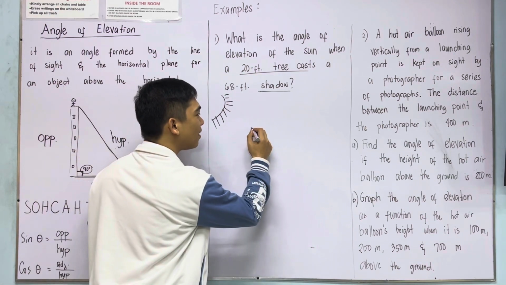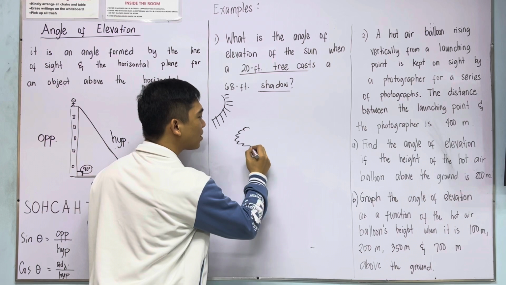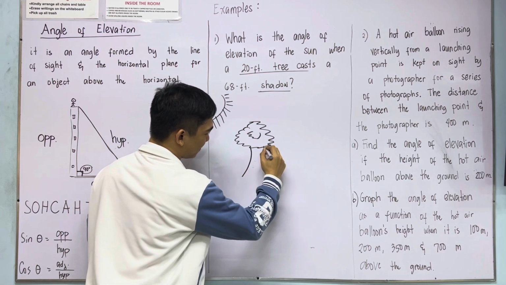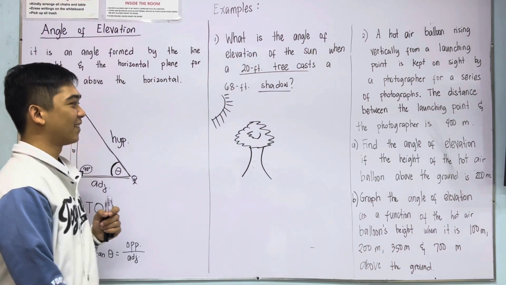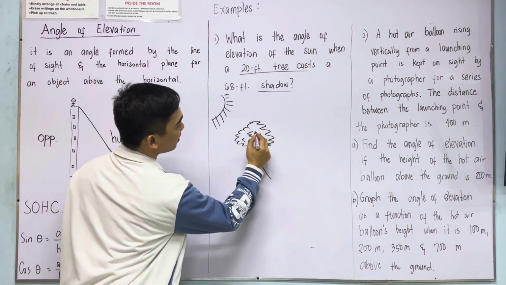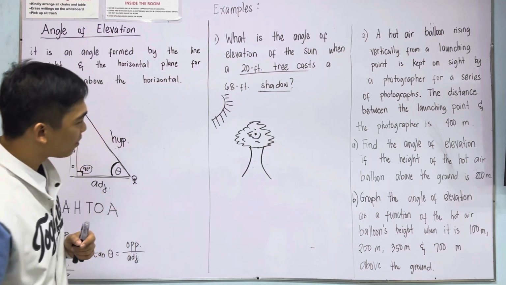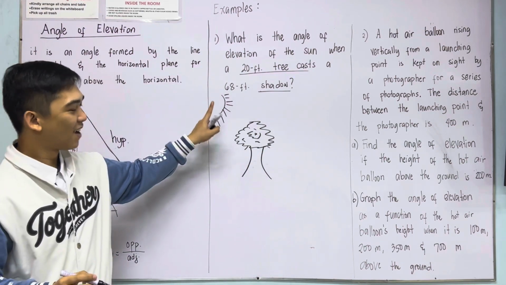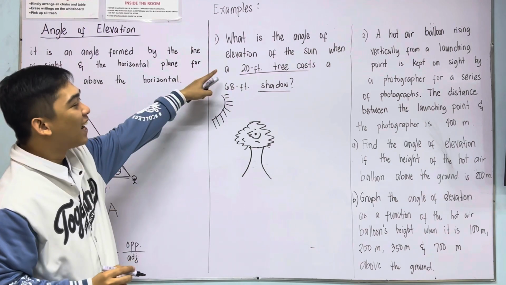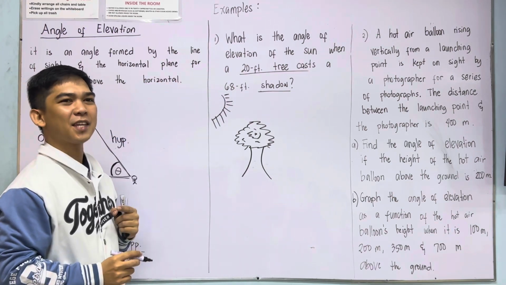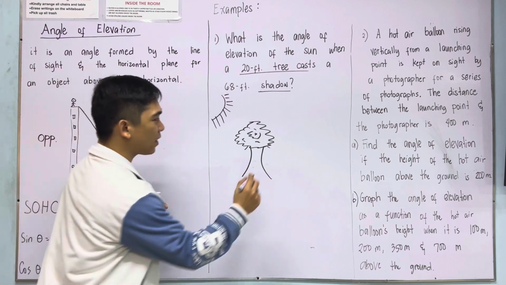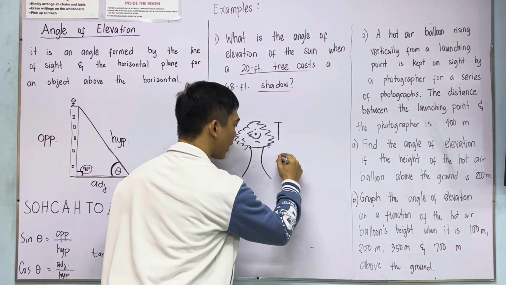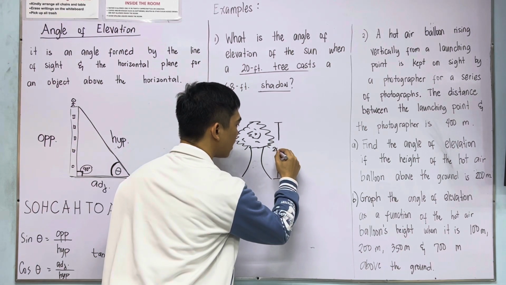Tapos, meron daw tayong tree. Ano yan? Vulkan? Vulkan, puno yan. Napaka-ano nyo naman sa drawing. Puno yan. Basta puno yan. Okay, ang height ng puno, ano yung height ng puno? 20 feet. Ang height daw itong puno na to ay 20 feet.